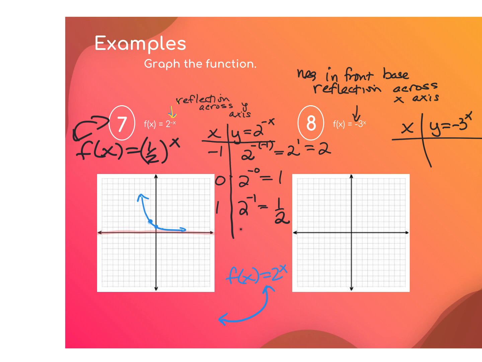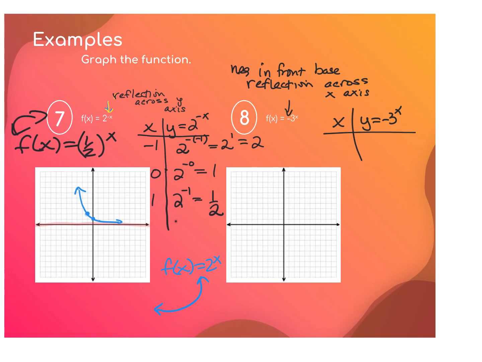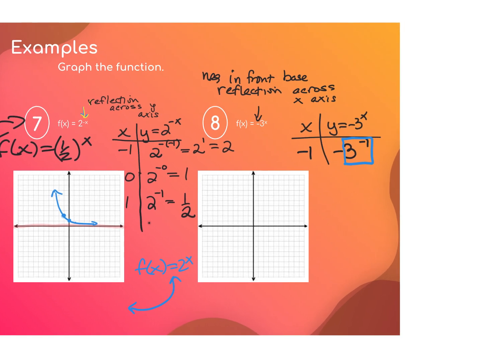All right, so then this one, if I plug in numbers, let me plug in -1. So -3 raised to the -1. Notice there's no parentheses. So really, all this -1 is on is this 3. And then the negative sign is going to fall in front of my answer. So this is -1/3.